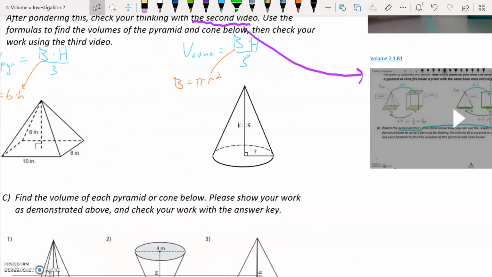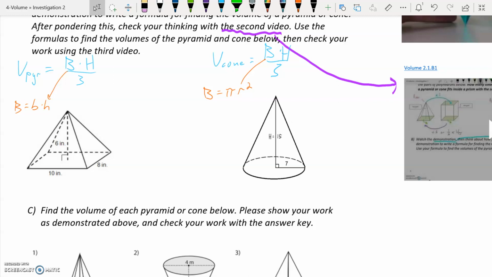So let's check our work on those two practice problems on part B using these new formulas for the volume of a pyramid and a cone. When you're doing these, you start out just the same as you would for a prism. So identify what your base is. This one has a base that is a rectangle. This one has a base that is a circle. So that part's not different. The first step for both of these is finding the area of that base.